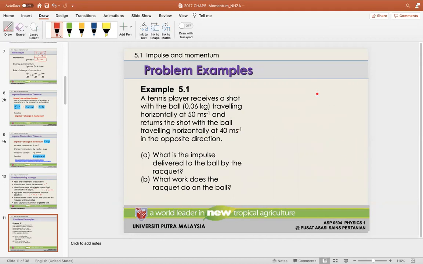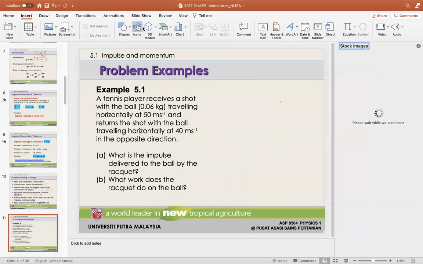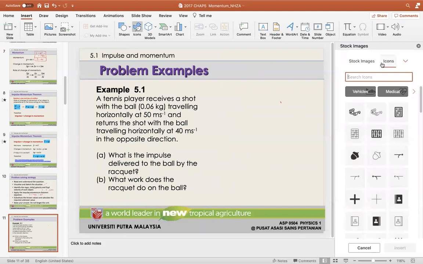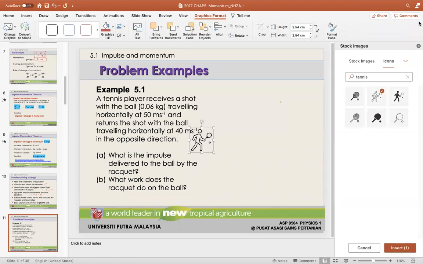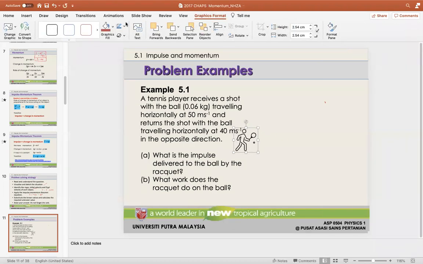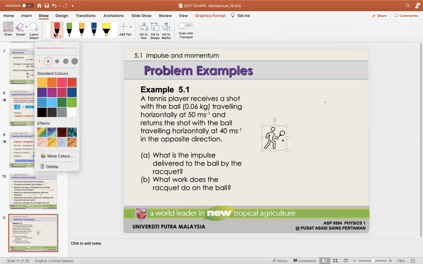So imagine a tennis player. Do I want to draw this or do I want to use an icon? Let's use an icon. I know I'm going to fail at drawing a tennis player. Let's use tennis player. Oh, nice. Is this a tennis player? No, it's not, but never mind, we'll just use it. Okay, so this is my tennis player, or badminton or tennis, it doesn't matter.